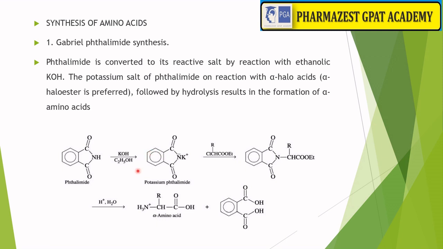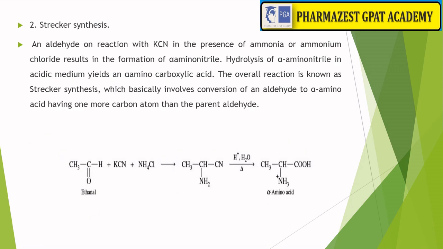This potassium phthalimide reacts, KCl gets eliminated, and this carbon gets attached to the nitrogen. Hence, this intermediate is formed, followed by hydrolysis. As we all know, ester on hydrolysis gives alcohol and acid. Same here, acid and alcohols are formed as this is converted into phthalic acid, and the alpha amino acids are synthesized.